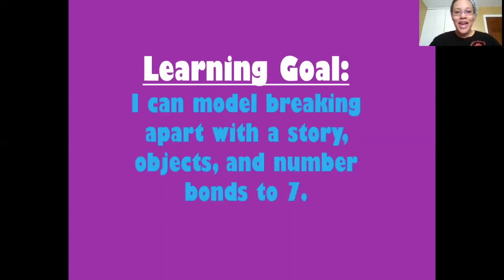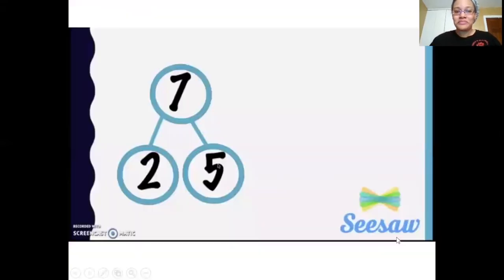Great, welcome back. Did you find out all the different ways you can break apart 7 today? Great job. So we're going to continue with our learning. Let's think of our learning goal again today. It says, I can model breaking apart with a story, objects, and number bonds to 7. So here was our exit ticket. Did you do it? Great.